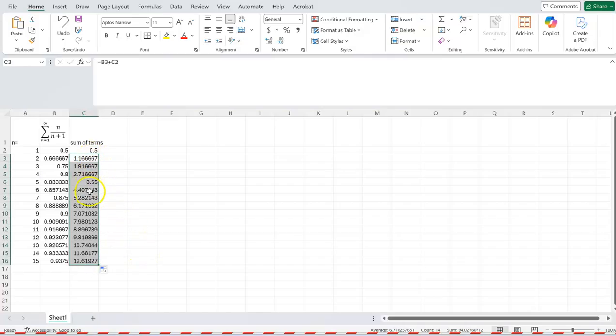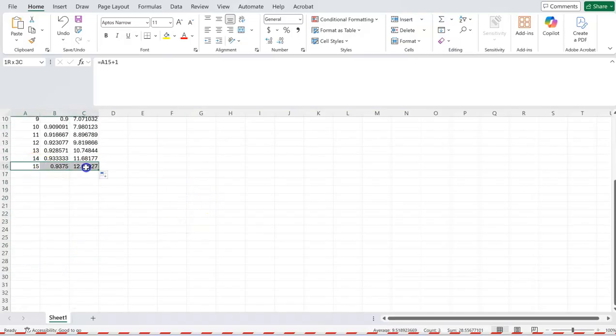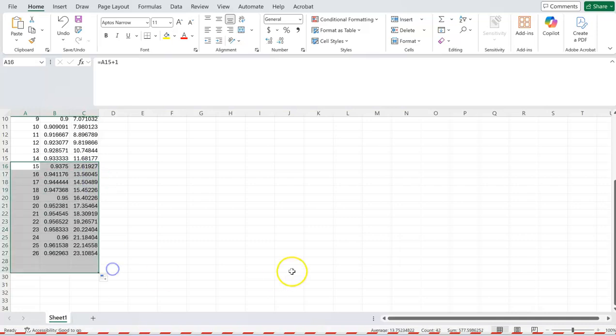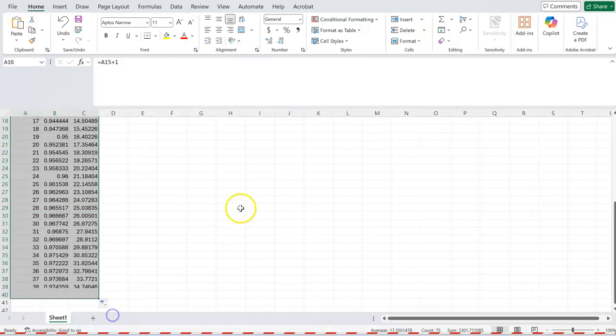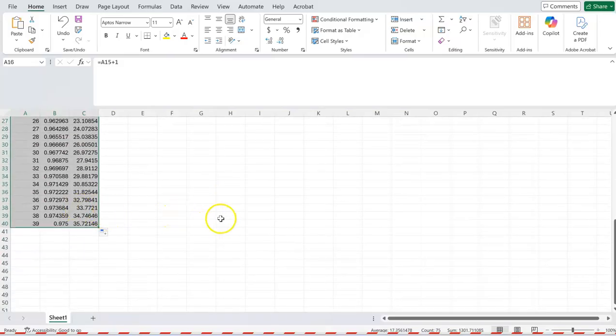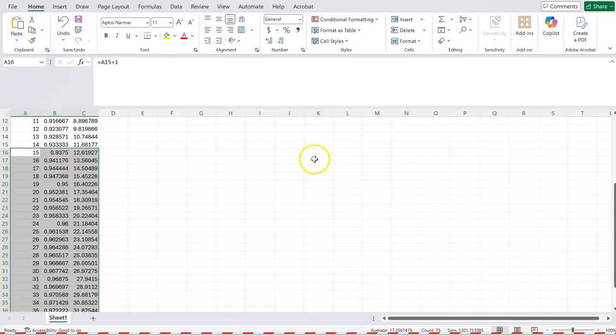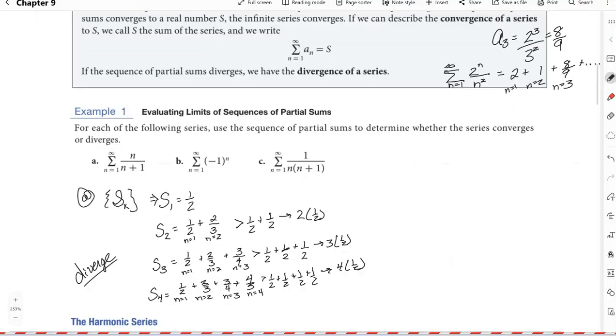You can see how everything's growing. All those terms are growing. So if I were just to copy this down, there's no end in sight for this. More terms I have, the larger everything gets. So you can see how those sums are growing without bound. So we say that that sum's going to diverge. Now let's look at B.